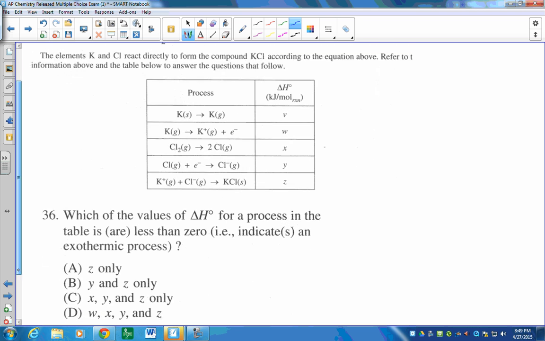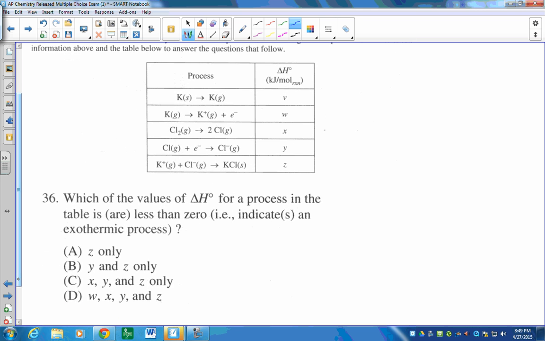Oh, this is one of my favorite problems. Which of the values of delta H for a process in the table are less than 0? Less than 0 means they're exothermic reactions. Okay, this is endothermic. Here's how you know this.